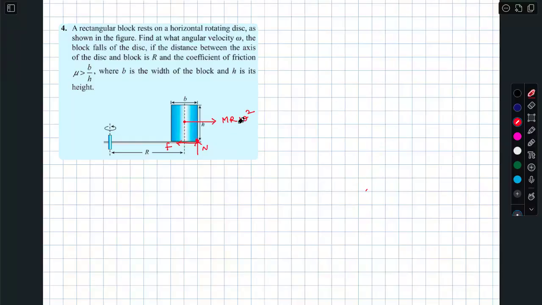Now in this case, what is going to happen? This pseudo force, see, no slipping condition. What is the no slipping condition? m r omega square must be less than or equal to mu m g. So therefore, this is the first condition.